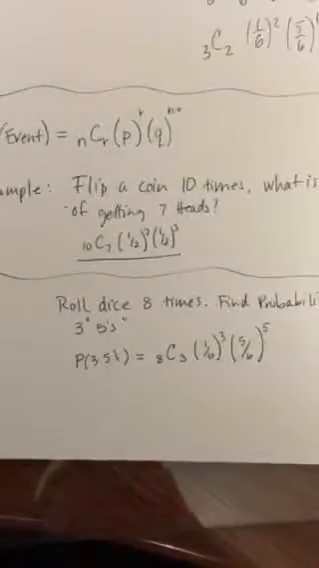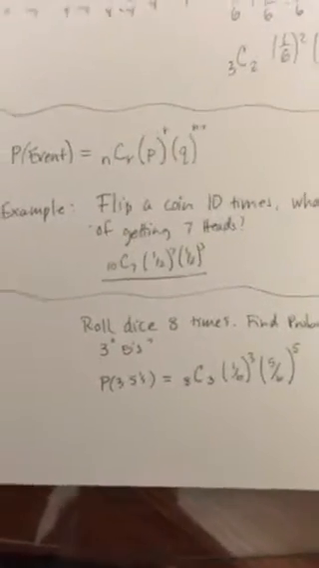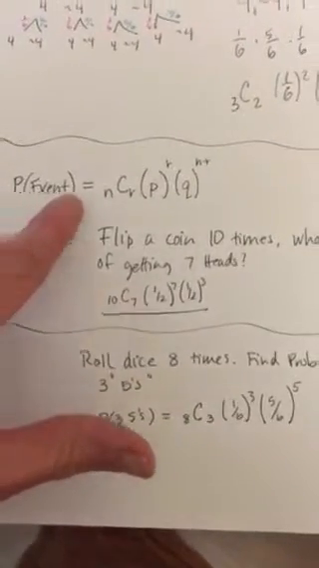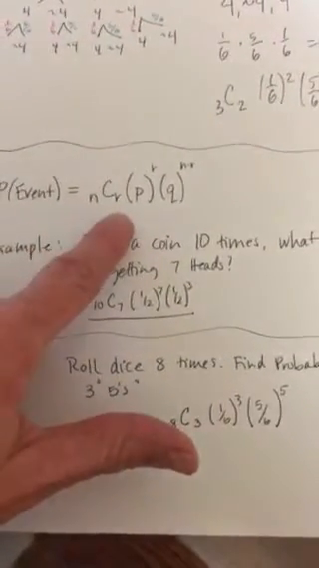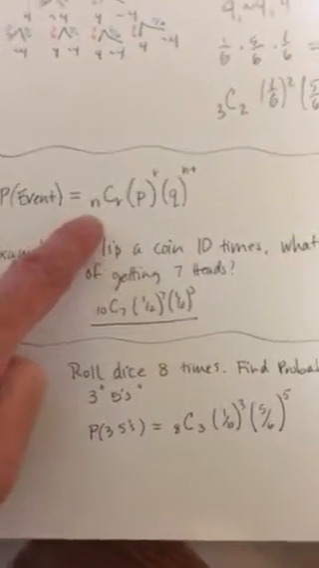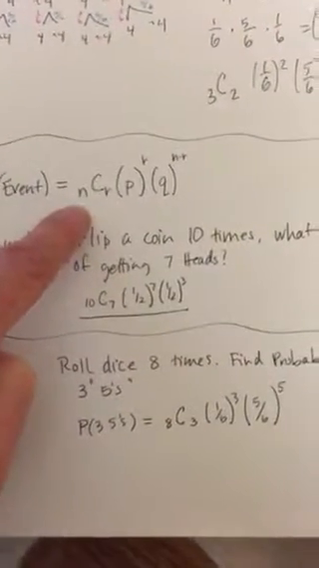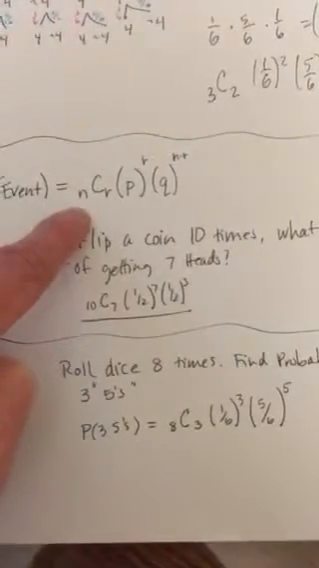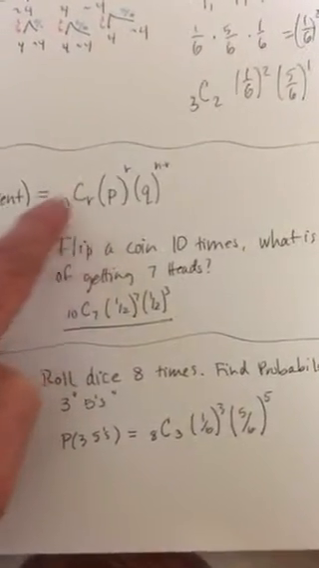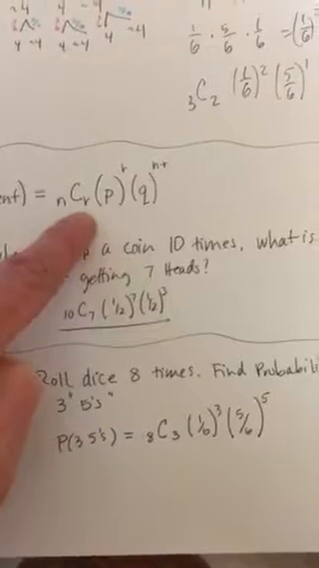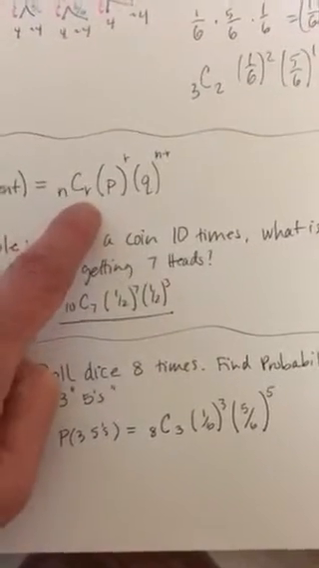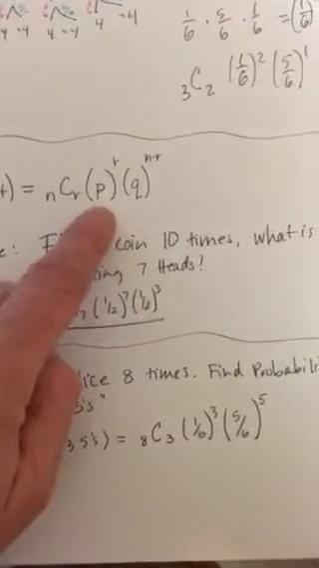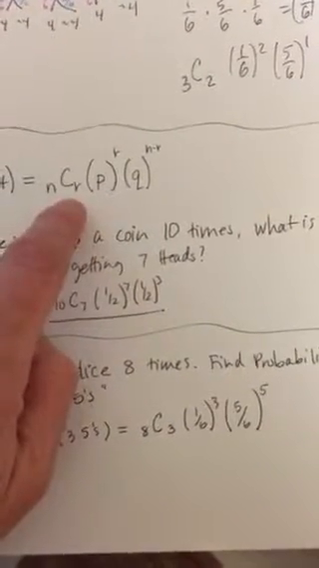All right, let's take a look at an example. The formula in general is the probability of an event is given as nCr, where n is the total number of times for your experiment, like flips of a coin or rolls of a dice or how many questions on the ACT. r is how many of those total you're going to hope to get a certain outcome. So anyway, p is the probability of the r event.